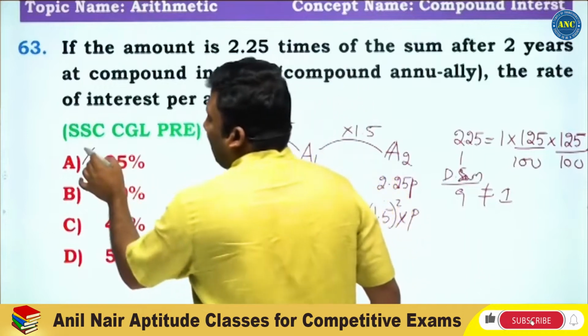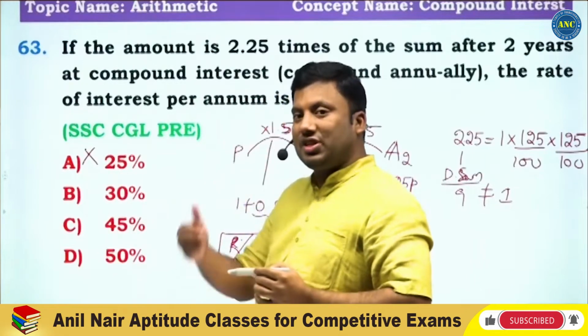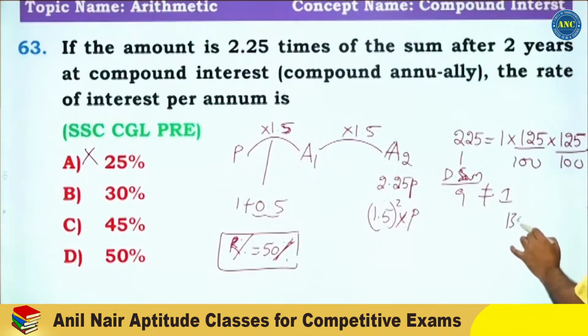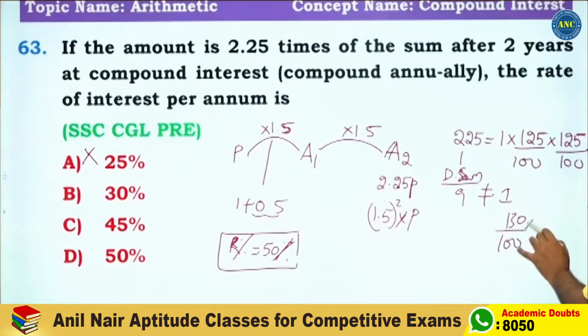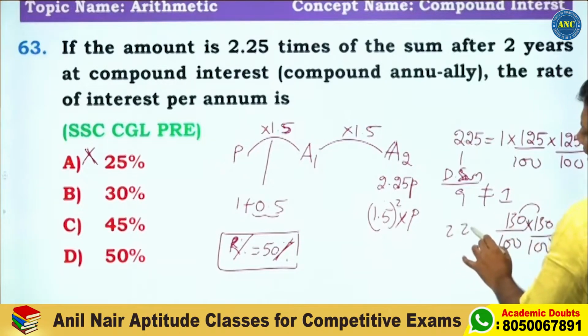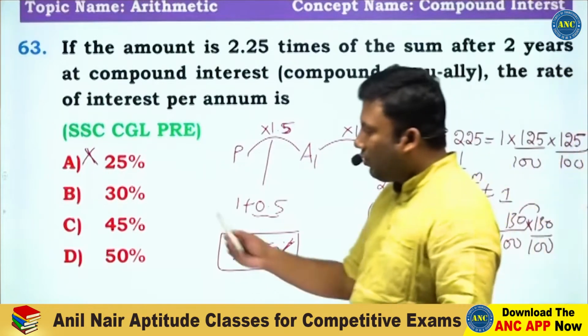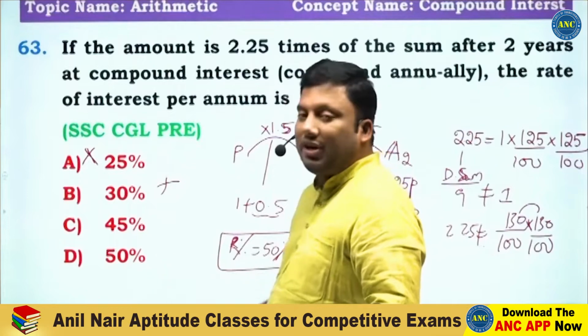Second one, 30% rate of interest. On 130 increase, it is 130 by 100 and 130 by 100. 4 4s are 16, digital sum 7. 1 is not equivalent to 9. This is out. Are you all with me?